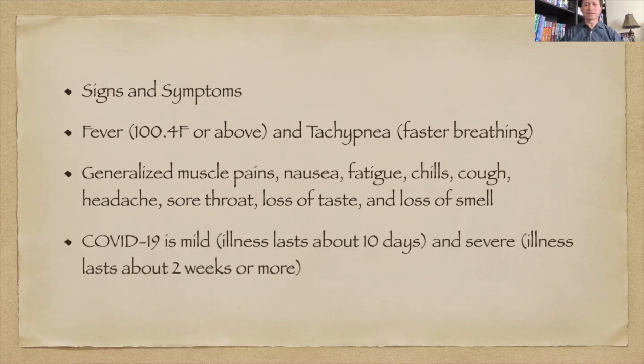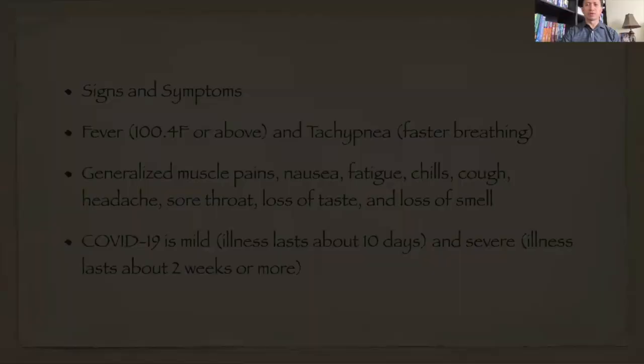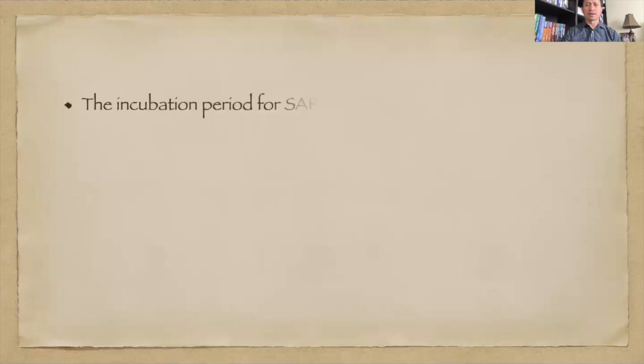COVID-19 is classified or categorized into 2. It's a mild infection if the illness lasts within or about 10 days. And then it is categorized as severe infection if the illness is about 2 weeks or more, stays longer, and the patient gets very sick on the severe type of coronavirus infection.